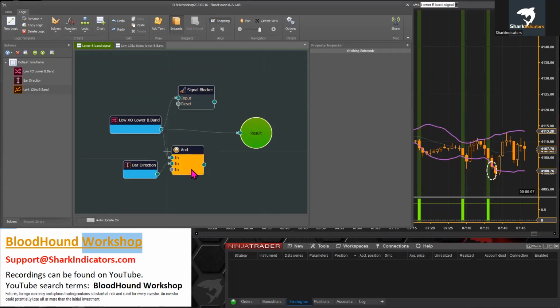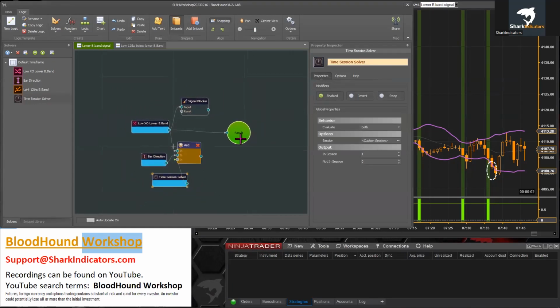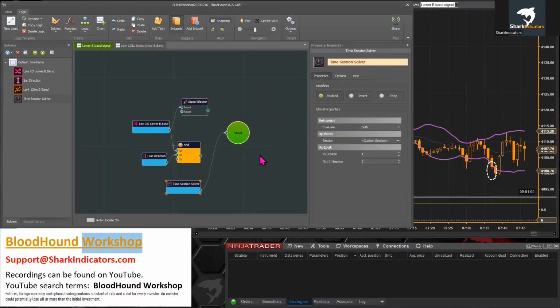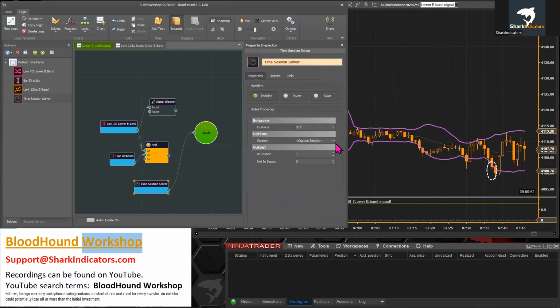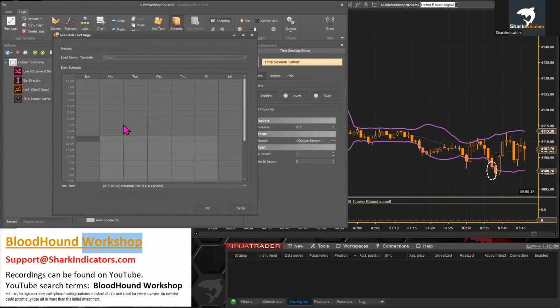That's the whole point of it. If we grab this time session solver, connect that in, and then go to the session here, let's make a session. You can see it opens up this custom scheduling window. You want Eastern time, so make sure you set your time zone accordingly. Oh, it's right there. Okay, there's Eastern time.